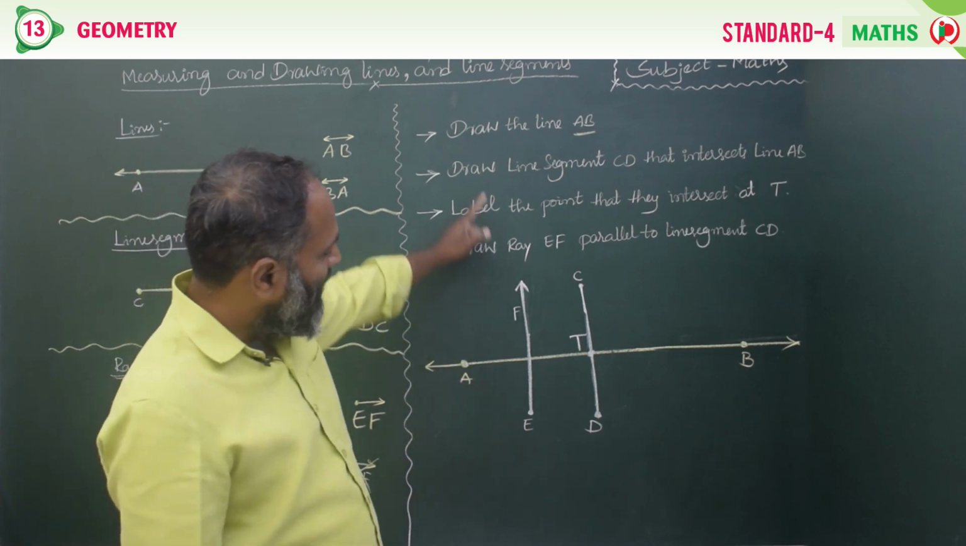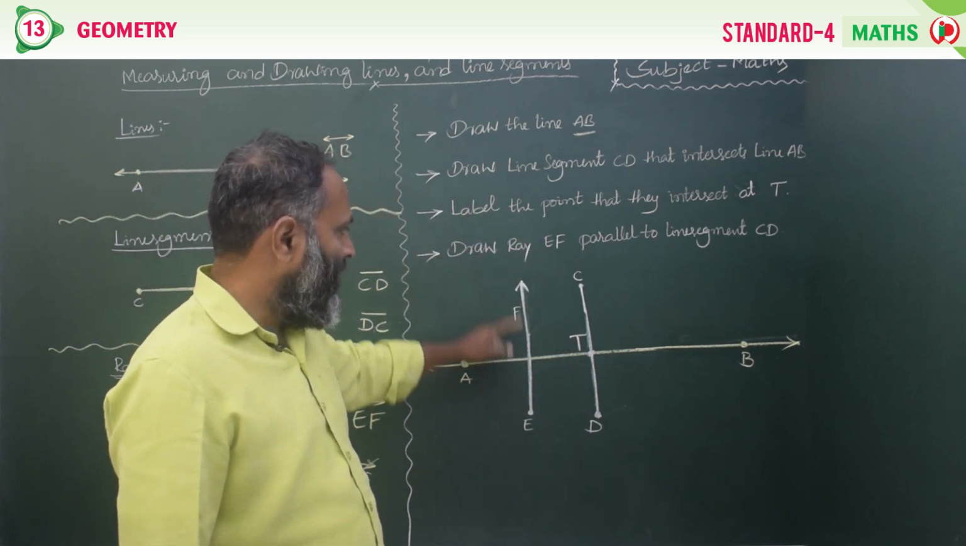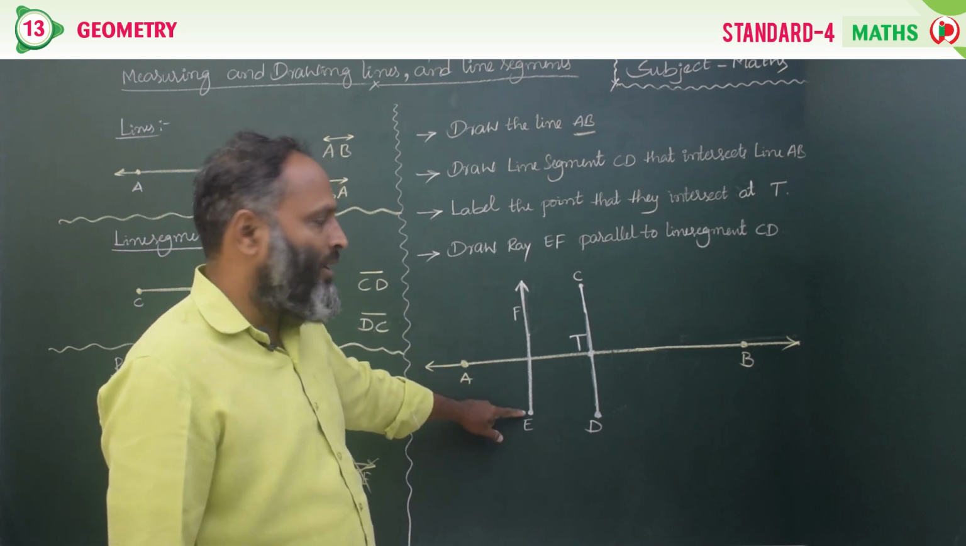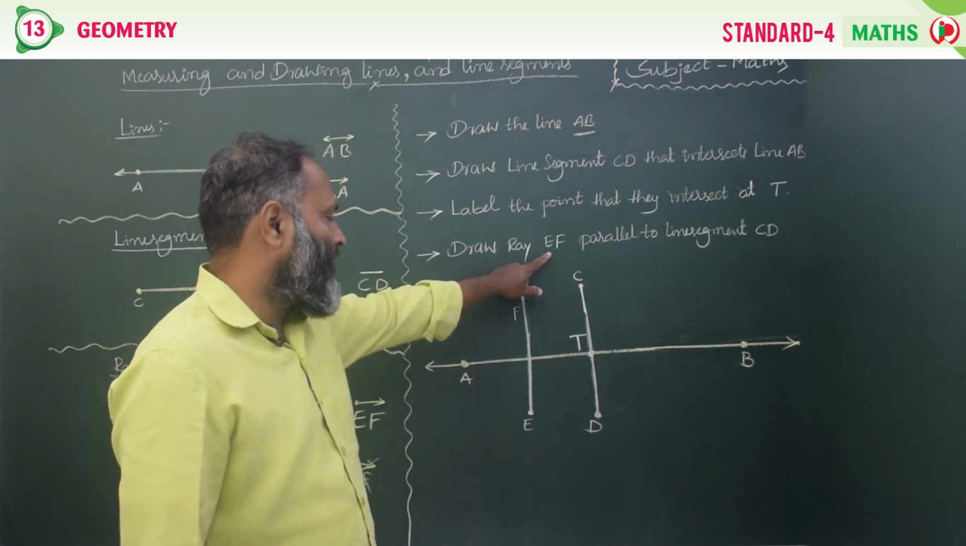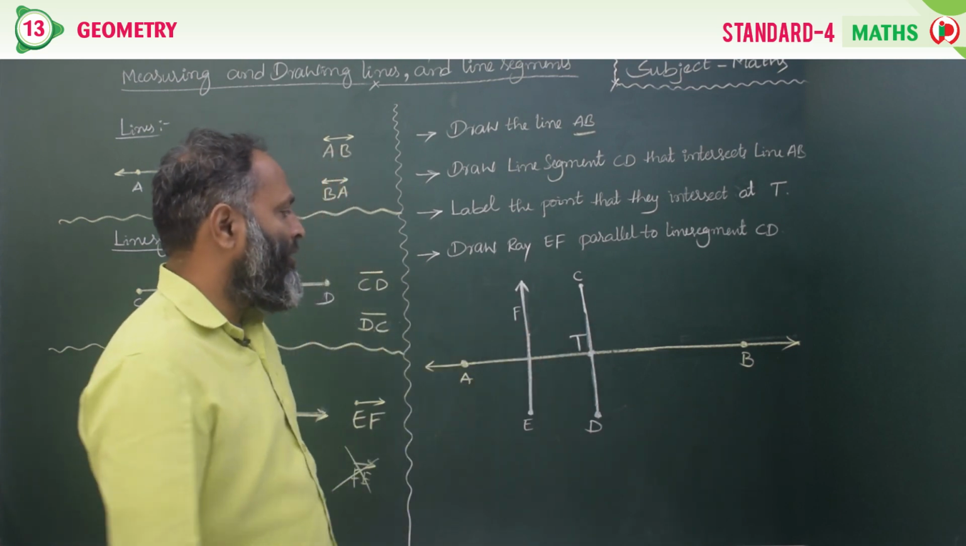So this is the ray, and this is the line segment. EF is a ray. E is the initial point and F is another point. We should always take E as the initial point. These two are parallel. See, in this way we should draw.